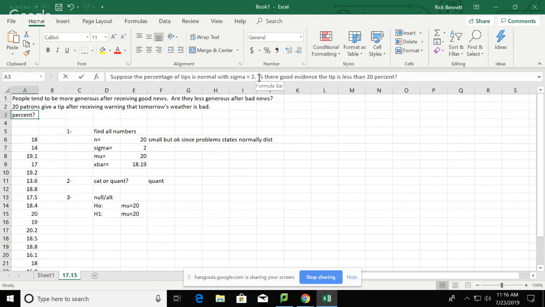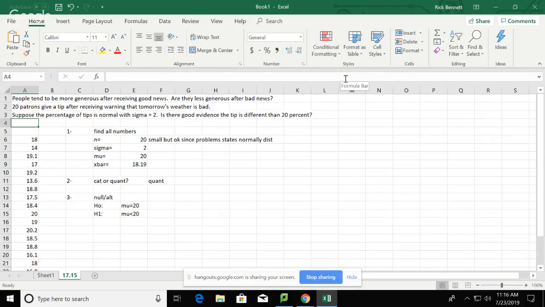Let me change it this way. Is there evidence the tip is different than 20%? What would you do in that case? You'd put the not equal to in this case. If it just said different, you don't know if it's higher, you don't know if it's lower. Now it looks lower, but we're not sure.